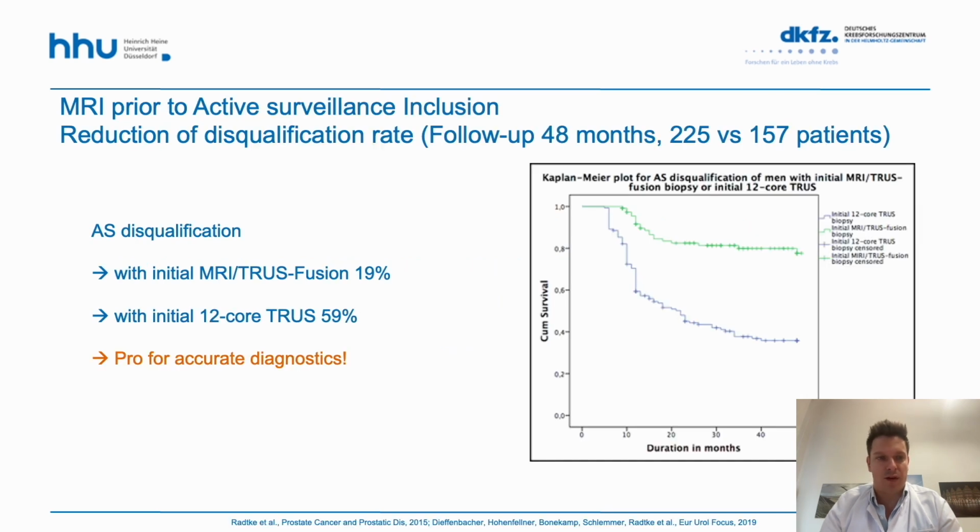When we use MRI prior to active surveillance inclusion, here are data from low-risk prostate cancer patients. Disqualification rates within a 4-year follow-up can be reduced significantly, as you can see, from a disqualification rate of about 20% in men who were correctly diagnosed using MRI and transfusion biopsy, up to 60% when an initial 12-core transrectal biopsy was applied and patients were included in active surveillance. So this is a pro for an accurate diagnostic prior to active surveillance.